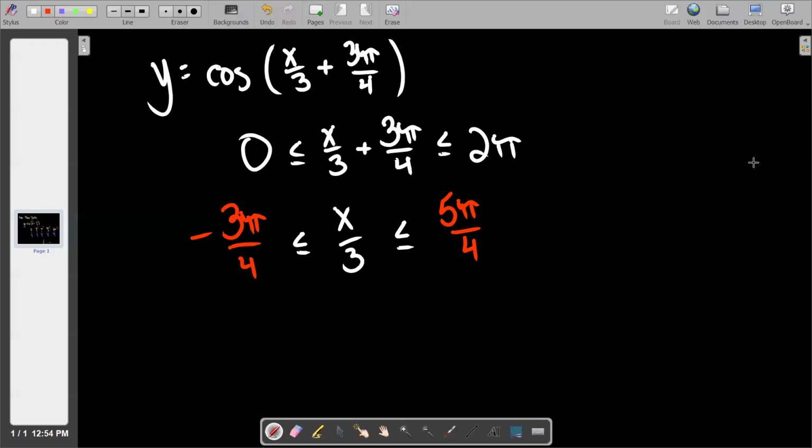Your first step should look like this. Remember, the setup is critical. You place the argument of your function in between a known set of boundaries. 0 and 2 pi is most common and simple. And then you want to do the algebra, chipping away at it, getting x by itself. So we start by subtracting 3 pi over 4. And those red numbers are what you should be at right now.